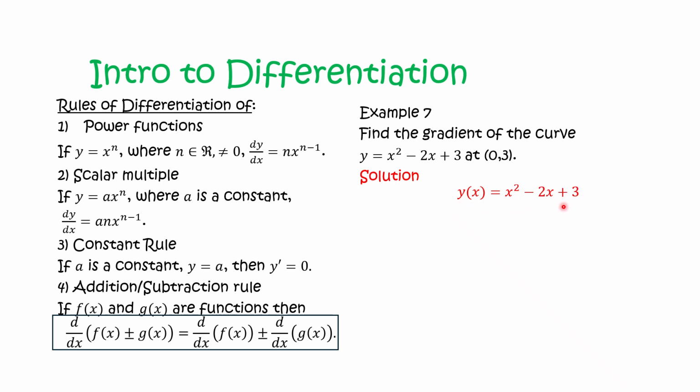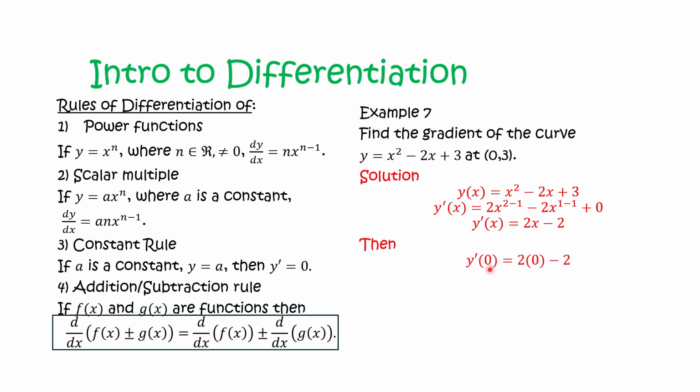The solution. So y of x is equal to x squared minus 2x plus 3. So the derivative, we find the derivative of the x squared first, which is dropping the 2 and subtracting 1 from the power. Then we also move on to the minus 2x. We drop the power, which was 1. We subtract 1 to the power, and we know the constant would be 0 when differentiated. Then y prime of x is going to be 2x minus 2.